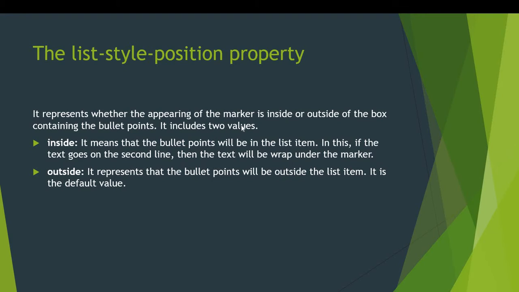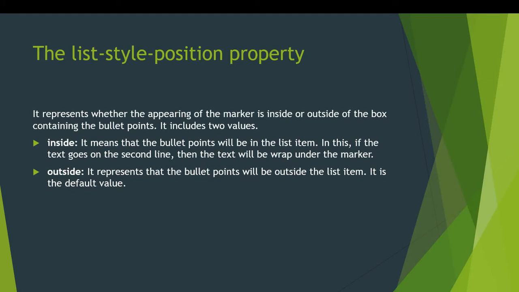Our next property is the list-style-position property. It represents whether the marker appears inside or outside of the box containing the bullet points. It includes two values, inside or outside. Inside means the bullet points will be in the list items. In this, if the text goes on to the second line, then the text will be wrapped under the marker. Outside means the bullet points will be outside the list item. It is the default value.